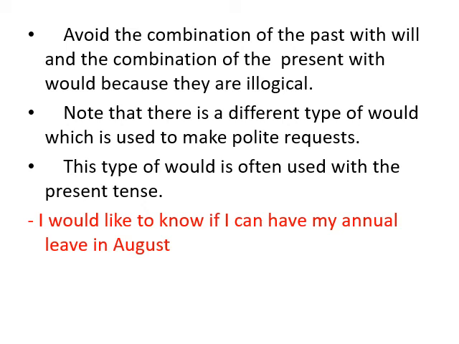This type of would is often used with the present tense. ما دام أنا بطلب حاجة الطلب ده بيبقى عادة في الحاضر. يعني ما أقول مثلا I would like to know if I can have my annual leave in August. ده طبعا تهذبا أحسن من إني أقول I like to know if I can have my annual leave أجازتي السنوية in August هقول I would like to know. This is much more polite.